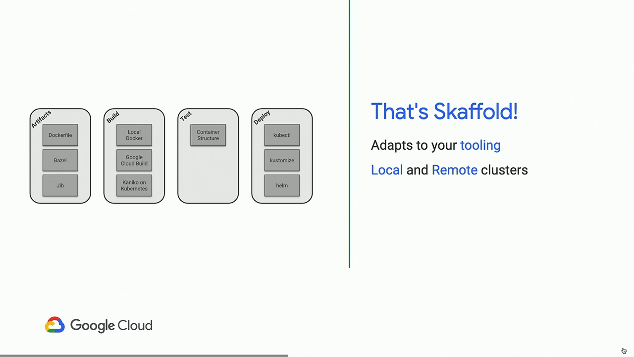David just talked about using Jib to make your builds a little bit faster. Skaffold also supports using Bazel. And so you can build locally with Docker, you can build on the cloud with Google Cloud Build, or you can build your images on a Kubernetes cluster with Kaniko. We also support testing with container structure tests and deploying your application with kubectl, Kustomize, or Helm. So if you use any of these tools already in your Kubernetes application development workflow, you can just keep using them. As long as you put that stuff into your Skaffold YAML, Skaffold will be smart enough to know to deploy or build with the tools you're already using.